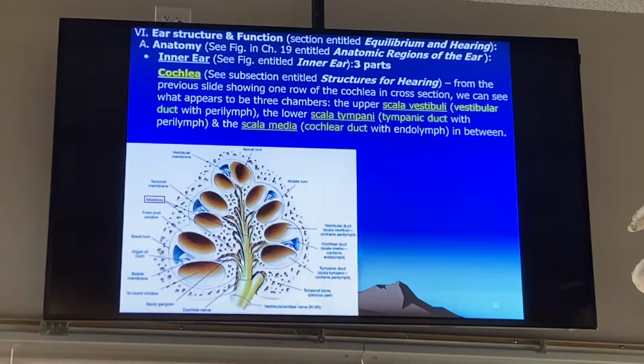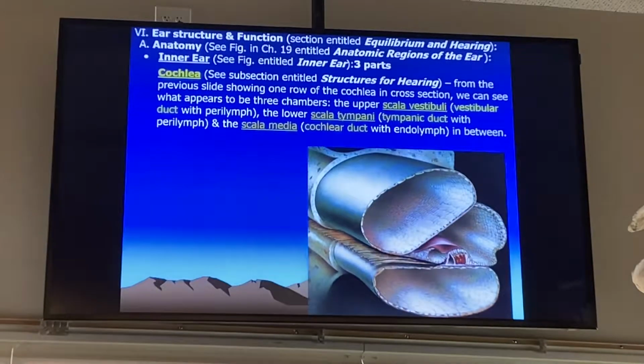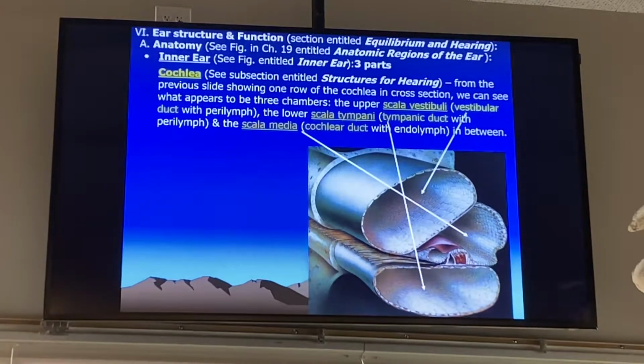All right, so at any point in the 2.5 turns, if we cut open the cochlea, it looks like 3 chambers. Remember, in reality, it's only 2, but it looks like 3 chambers. The one on top is the scala vestibuli, the one on bottom is the scala tympani, and the one in the middle is the scala media.